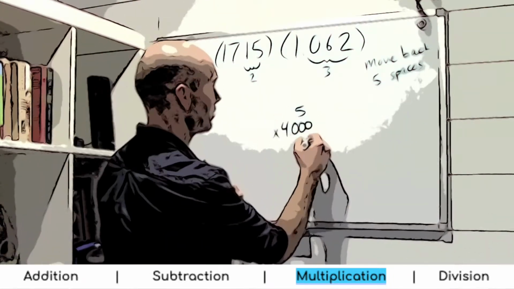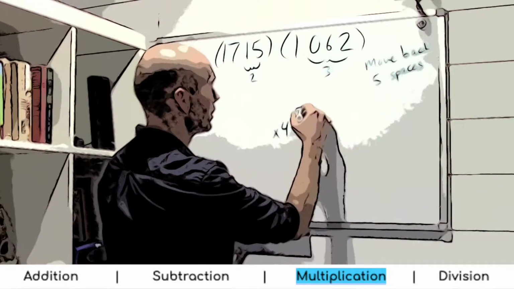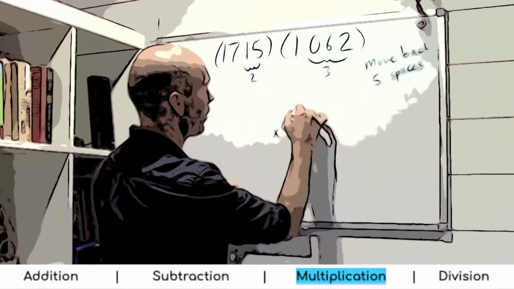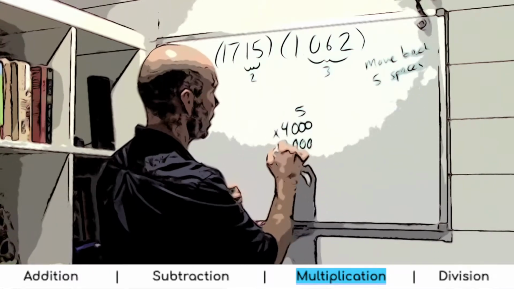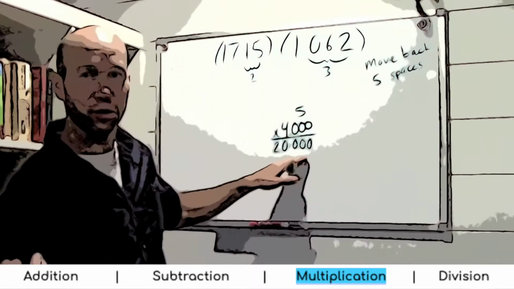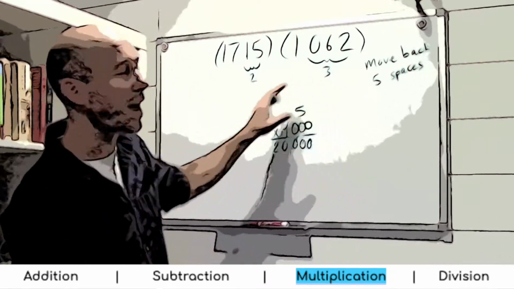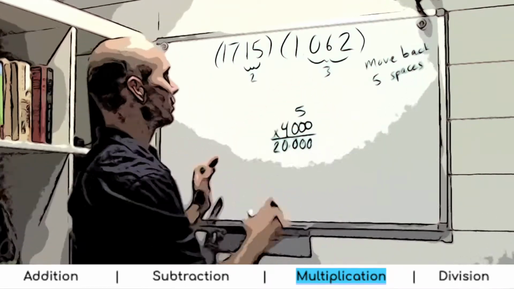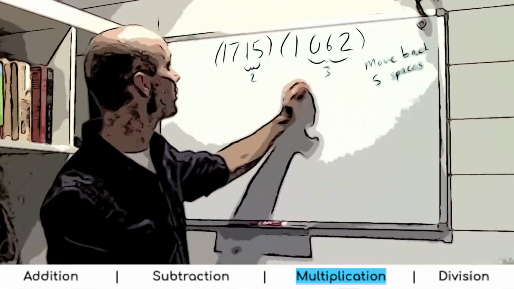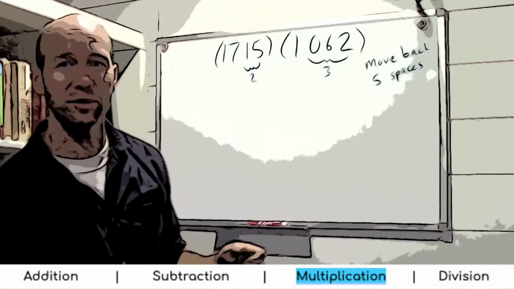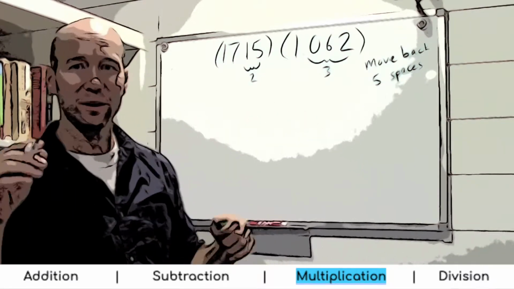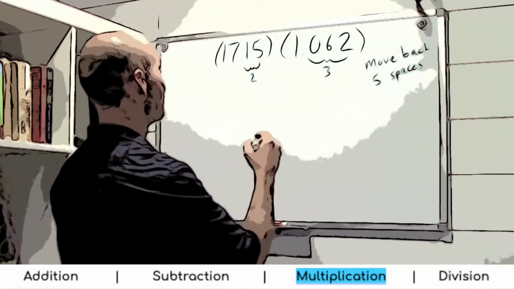I get 5 times 0 is 0. 5 times 0 is 0. 5 times 0 is 0. 5 times 4 is 20. And I get 20.000. It doesn't matter how I line that up. It's always going to be the same thing. So in the same way, I have to multiply these numbers together, and then I'm going to move the decimal place at the end to get my place value understanding.